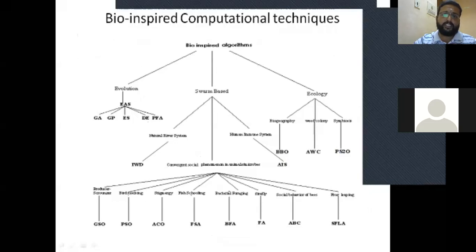So bio-inspired algorithms, you can classify them like this: evolutionary models. Evolutionary models means one model becoming better than the other. So these are different kinds of evolutionary models. Swarm-based models means groups of fishes, bees or animals, and how they behave collectively or individually in a swarm. Based on that, they create algorithms. So bio-inspired algorithms are also swarm-based. Swarm-based is again of two types: natural, such as river systems and the human immune system, or based on convergent social phenomena. Some examples are bird flocking, social behavior of bees, and frog jumping, simple frogs jumping in groups or individually.